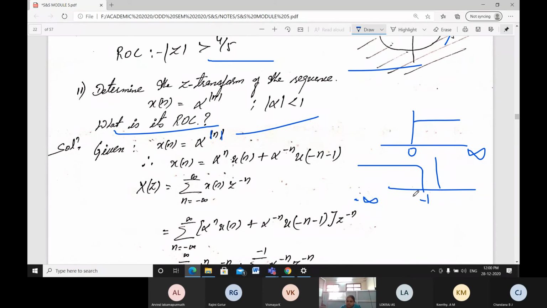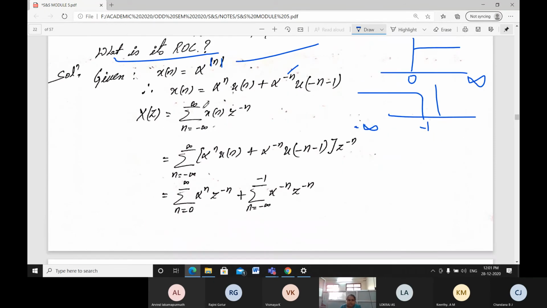What is the equation I can write for this? It is nothing but u of minus n minus 1. You have already done some problems based on this, how you get this. Then alpha raised to minus n, keep this in mind. If you write plus n, it is going to give positive values. For that reason, you should take alpha raised to minus n. Then what you have to do? We have to substitute for the x of n equation.